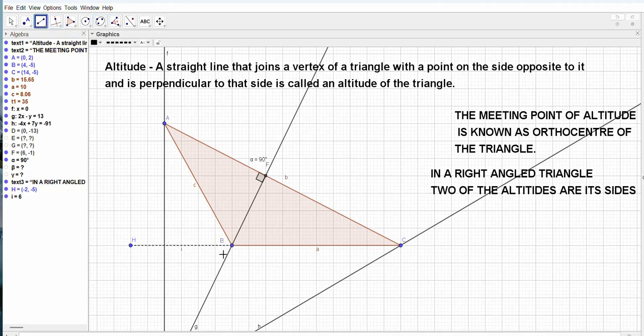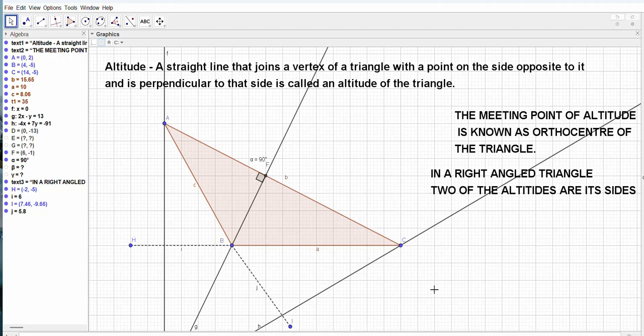Same way, if I extend this side, isn't it? If I extend this side, again you can see here, here it is forming a 90-degree angle which is from vertex C. Is it clear? So hope now it is clear to everyone.